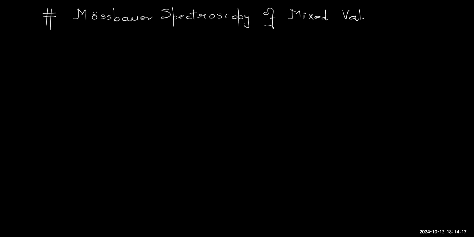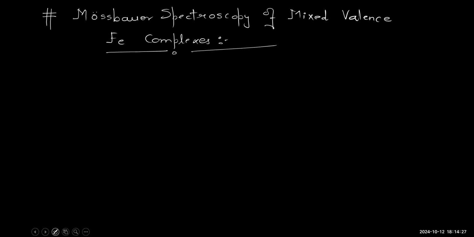So now it's the spectroscopy of mixed valence iron complexes. This we have already initiated in the last class, but that was just a brief intro of it. Okay. So this is classified into three types.